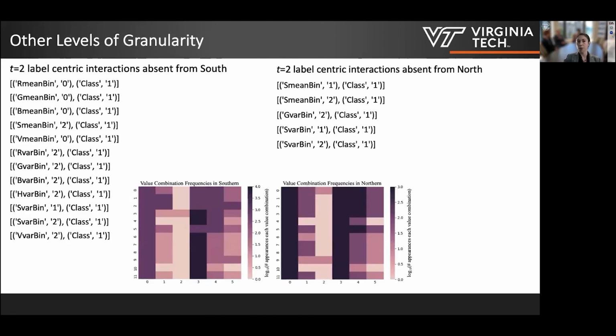We can also talk about other levels of granularity. So we can list out the interactions that are absent from the Southern set, the interactions that are absent from the Northern set, or we can also list out the interactions that are in the set difference. We can say specifically, these are the interactions that we see in the North that we never see in the South. We can also look at the frequencies of interactions in the data sets, and we can even see that they have different relative frequencies. So for the same interaction, it appears with a different frequency in the two different data sets.